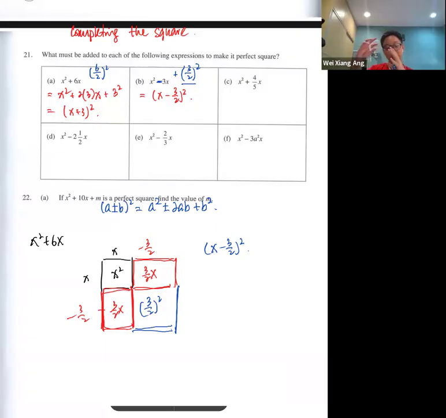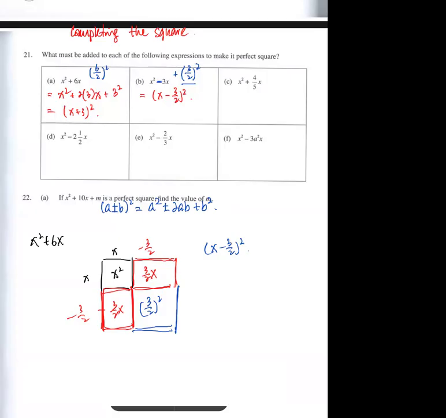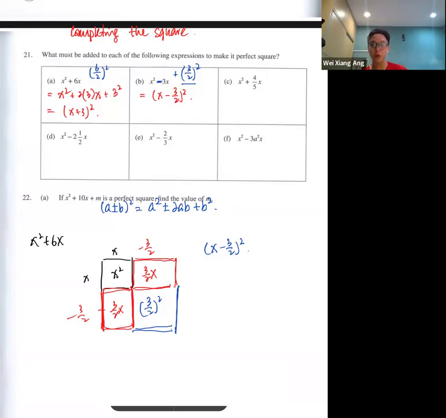Okay, why do I need to break it in half? It's because if I don't break it in half, I need to add a variable. So instead of adding just a number, I need to add x and I need to add a number. I don't want that. I want to add as few things as I can.